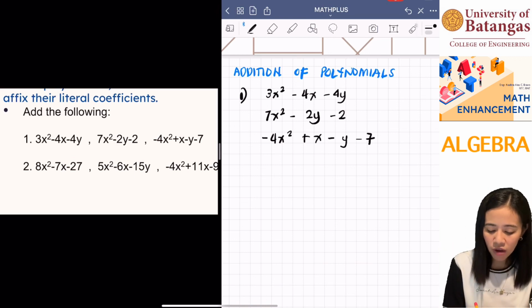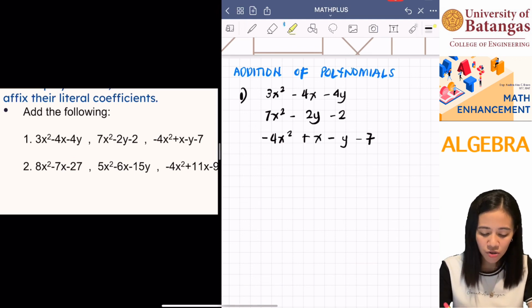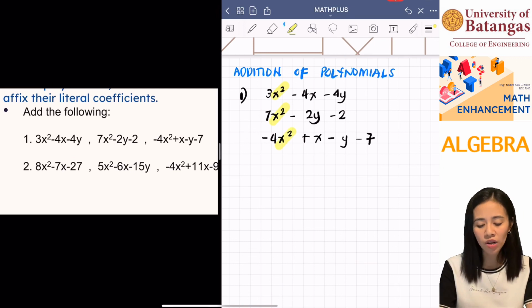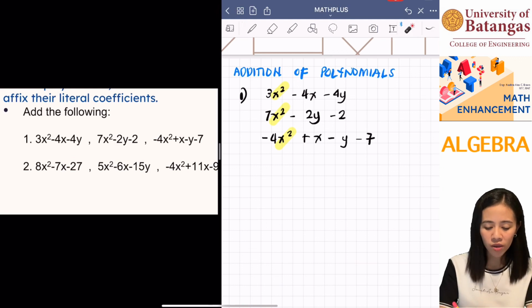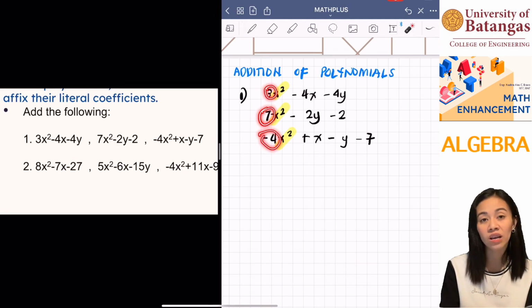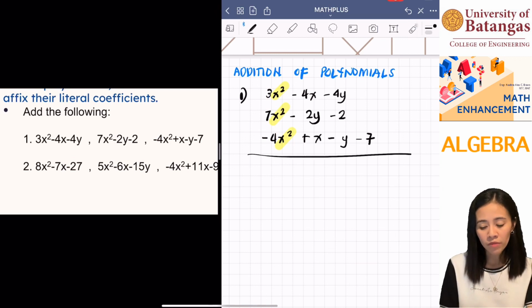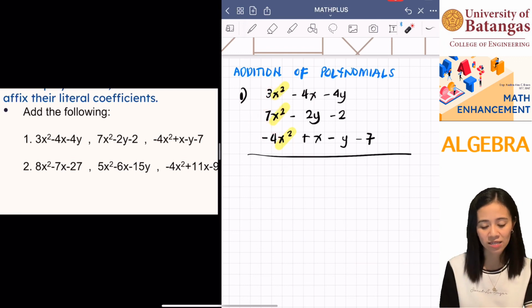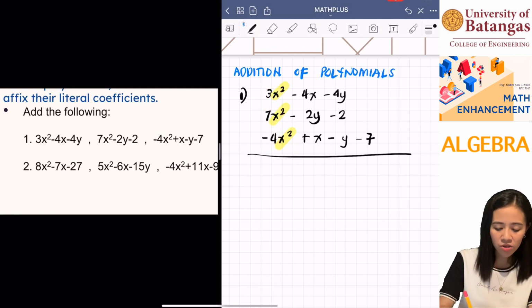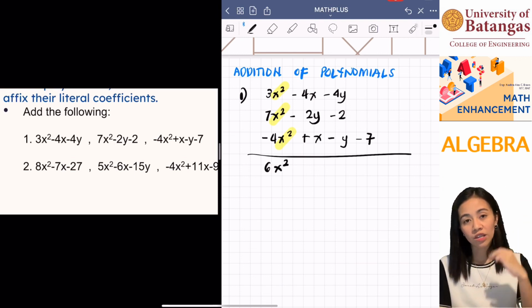If we're going to add this, kunin nyo lang daw yung similar terms. Similar terms would be, number 1, you have x squared, diba? Ito, x squared, and x squared. Ang gagawin nyo lang dyan is to simply add the numerical coefficients of each. This one has 3, this one has 7, and this one is negative 4. If we simplify this vertically, that would be 3 plus 7, that's 10, minus 4, that's 6. So you have 6x squared. Tama ba? I-affix mo lang yung similar literal coefficient natin.